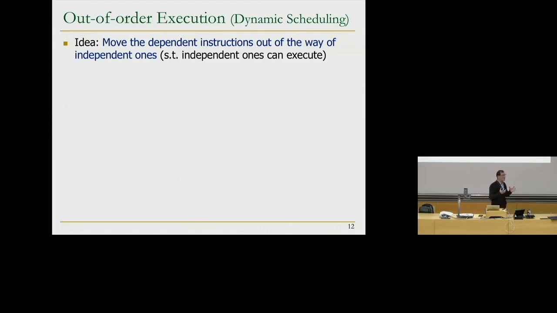So the key idea is, what is the key problem? We have this instruction that cannot move because it's dependent on something else that's not ready yet, some other instruction. So what do we do? Well, move that instruction out of the way so that independent instructions can go into the pipeline. It's a very simple idea.